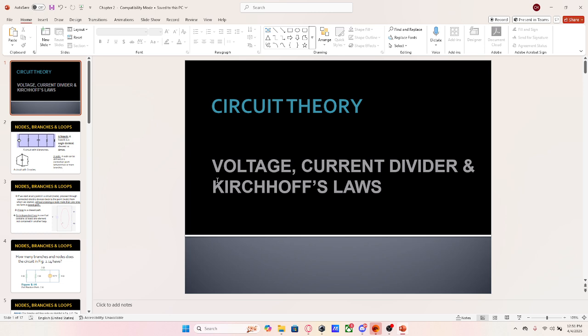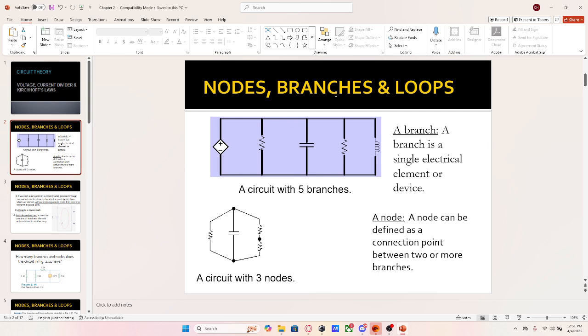Okay, before we go into Kirchhoff's law, we will need to know about nodes, branches and loops. As you can see in this diagram, it is a circuit with 5 branches where one is the source, one is the resistor, one is the capacitor, and then the other is another resistor and a diode over here. A branch is a single electrical element or device. As you can see, there are 5 different branches over here.